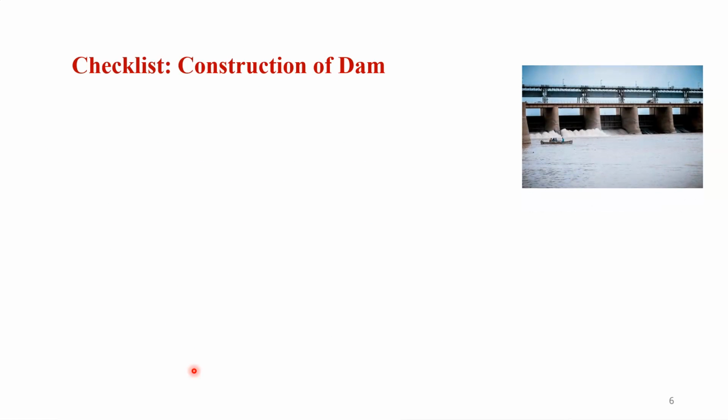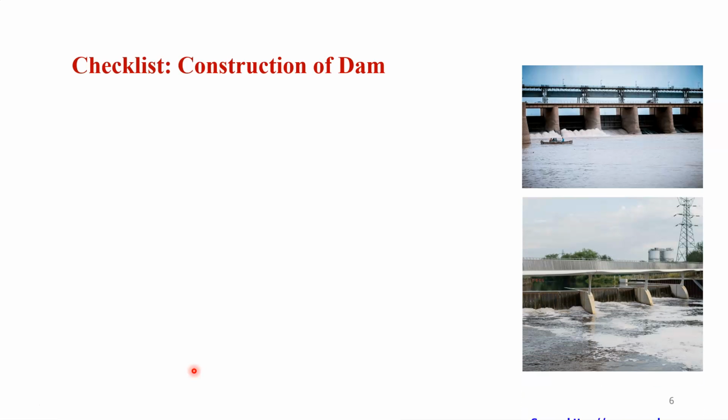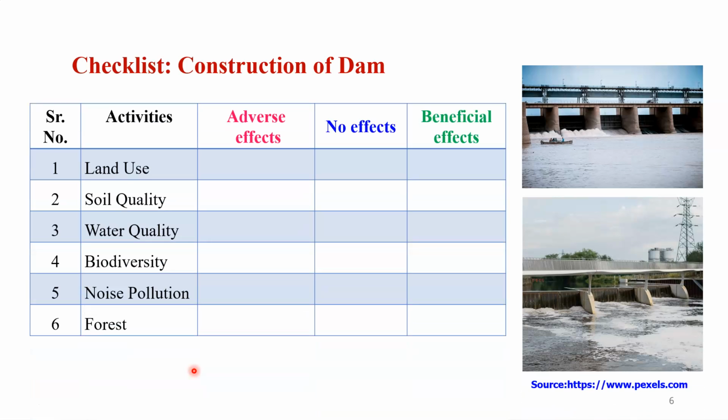Dear students, let us see one example: the construction of a dam. Suppose this is the project, this is the proposal, we are going to start a project in any area. At that time we can make the checklist. This is one example. Here are the activities. There are 6 factors I have listed here: land use, soil quality, water quality, biodiversity, noise pollution, and forest.